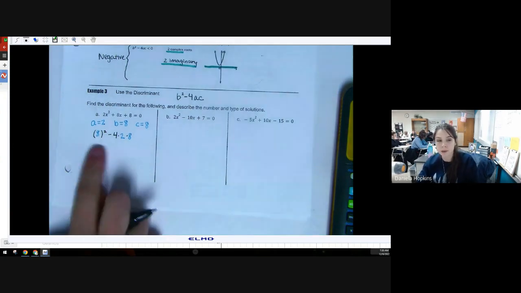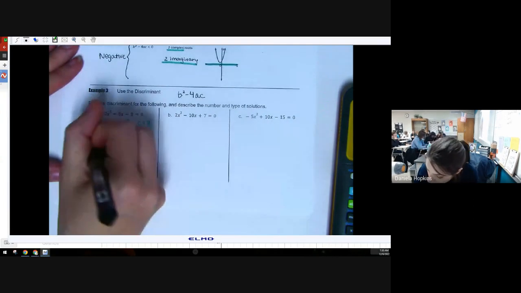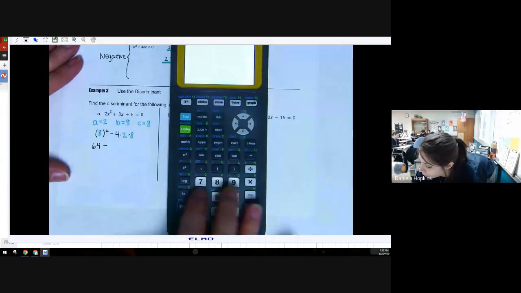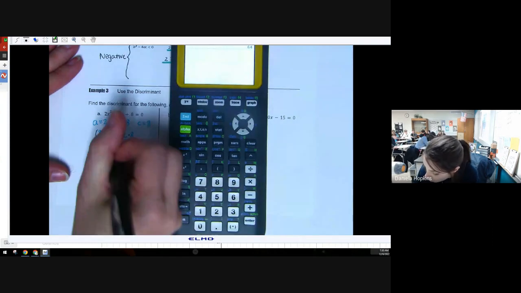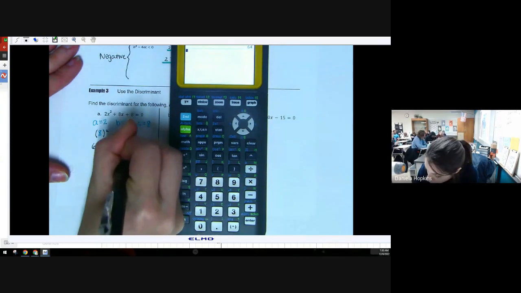You can either type this into your calculator and just get a number right off the bat, or if you want to do it slowly in pieces, this would be 64 minus, let's see, 4 times 2 times 8 would be another 64. Should have known that. So I get that my discriminant is 0.